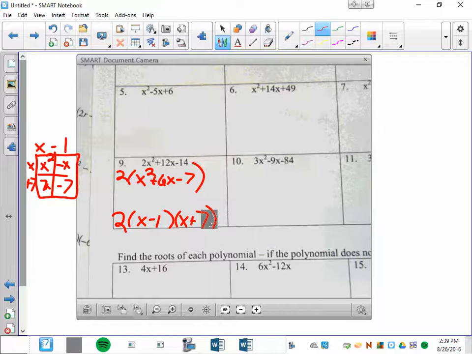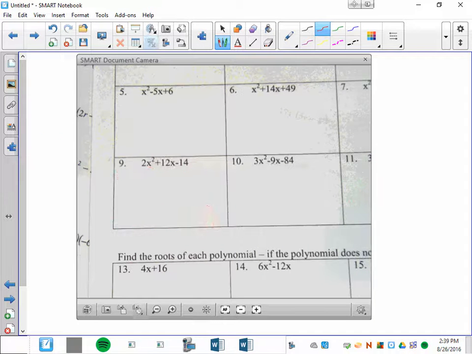Number 10. Can I pull out a 3? Well, does 3 go into 84? 8 plus 4 is 12, and 3 goes into 12, so it's got to go into 84. So it's going to be 28 times? 28 times. So 3 times x squared minus 3x minus 28.